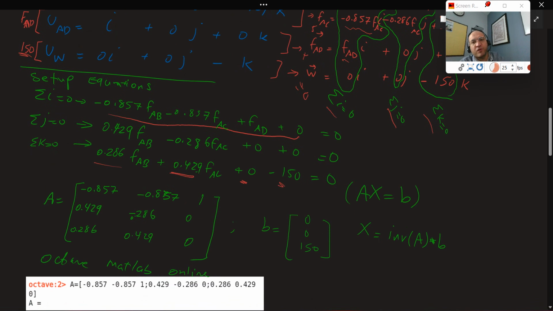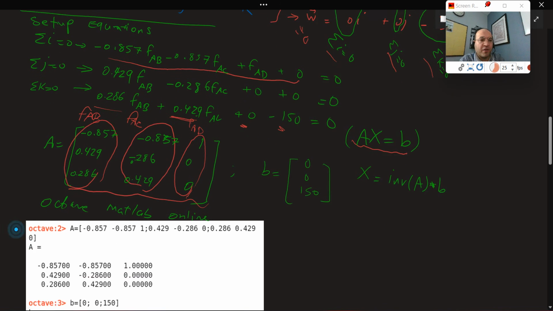In MATLAB, if you want to solve 3 unknowns, 3 equations, you can say AX is equal to B. A is the matrix of coefficients. In this case, the first 3 numbers are for your first unknown. This is for FAB. This is for the second unknown, which is FAC. And the last one is for FAD. The B is the right side. If you move the 150 to the other side, minus 150 will be 150.